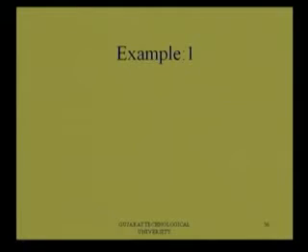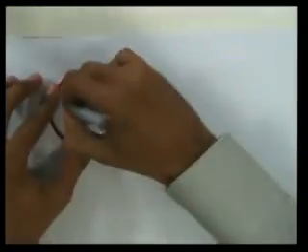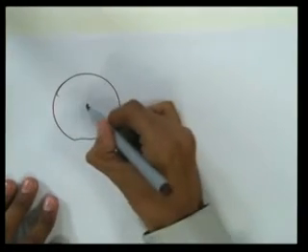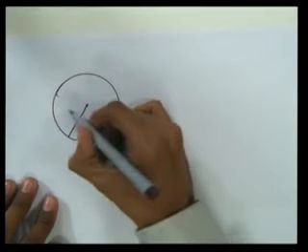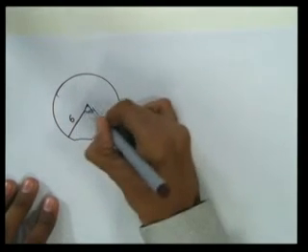Area of sector. First example is a circle has a radius of 6 inches. Find the area of sector if its central angle is 60 degree. We will discuss this example on table. Radius is 6 inches and subtended angle at center is 60 degree.